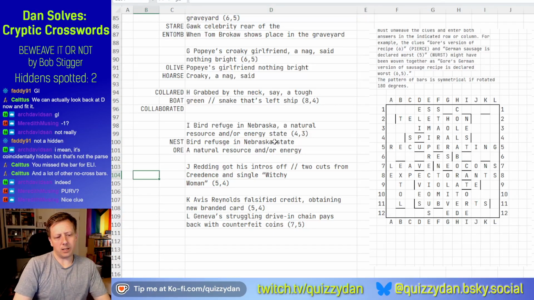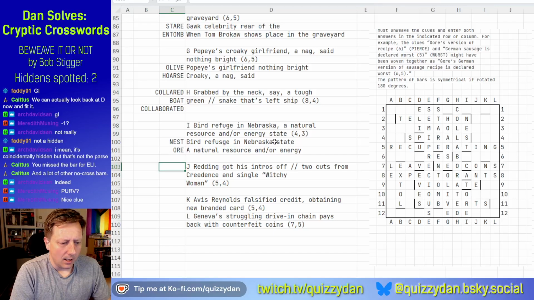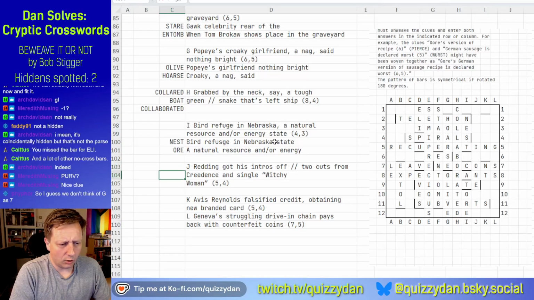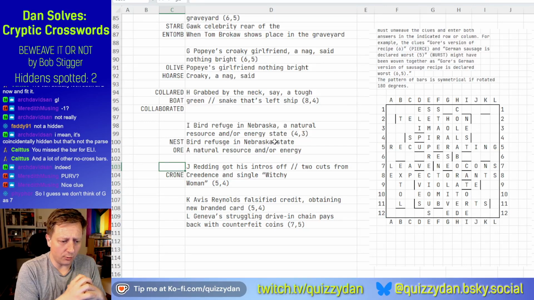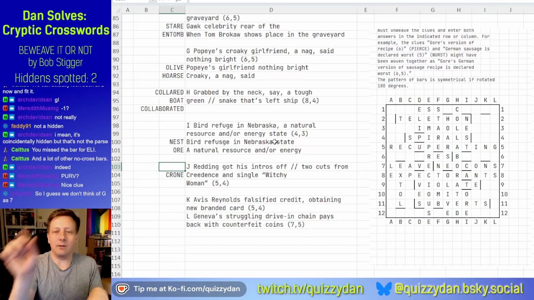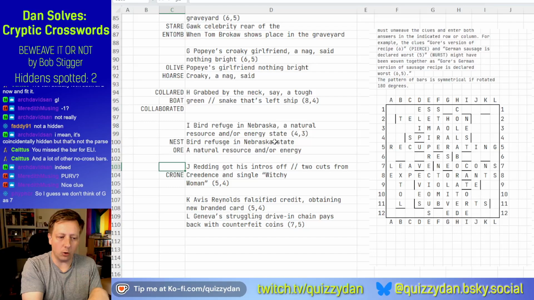I'm going to break the clues here. I think we've got crone. 2 cuts from Credence will be CR, and a single would be 1, and a witchy woman would be a crone. Redding must be Otis got his intros off. So it's got his, but without the first letters of. So it's OT from got and IS from his becomes Otis.